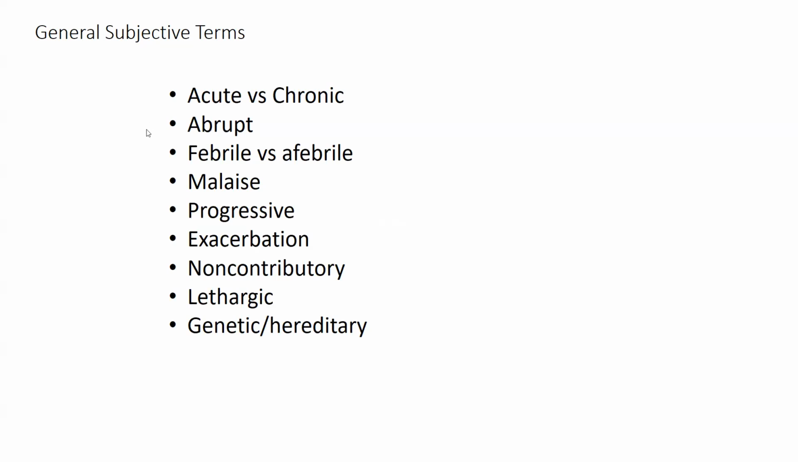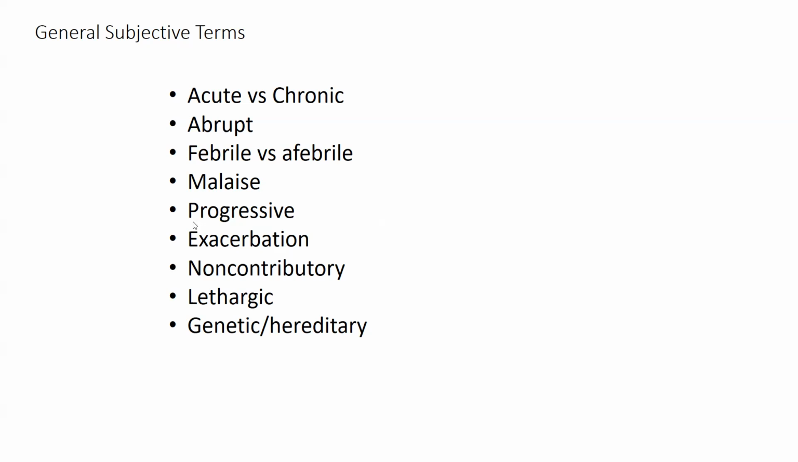They had an abrupt loss of hearing. These are two of my favorite words, febrile and afebrile. Febrile means that they have a fever. Afebrile means they don't have a fever. Of course, fevers can be caused by a lot of different things, and it's a common complaint, so that's why it's a common subjective term. Malaise means they feel blah. They just don't have any energy. They don't feel like doing anything.